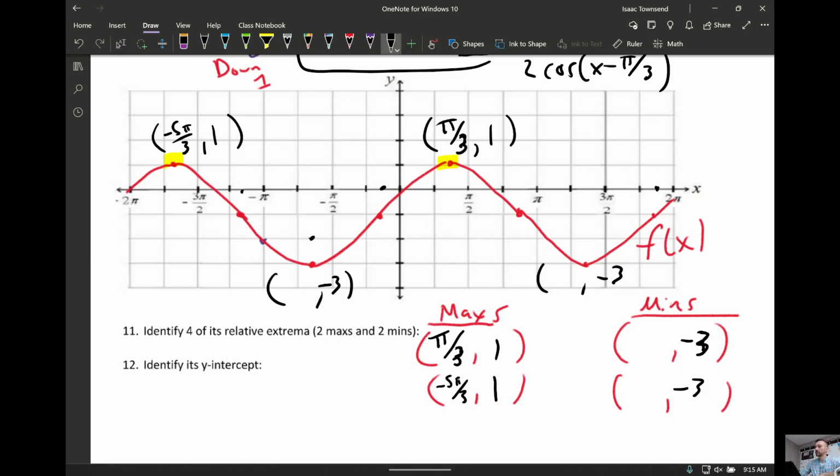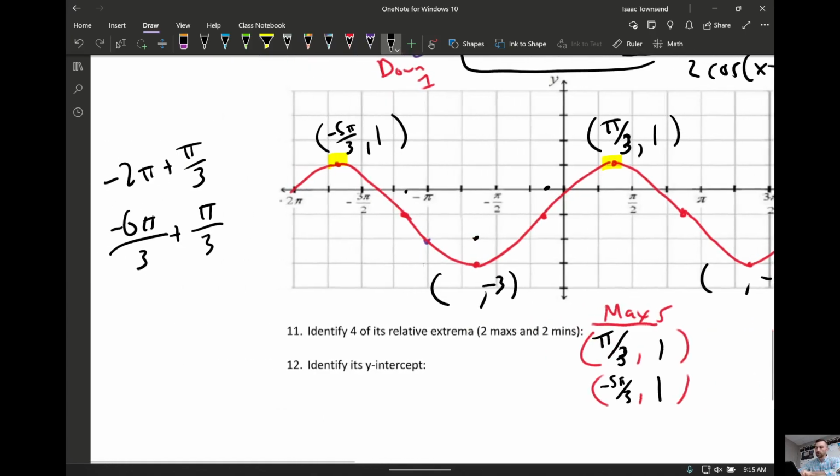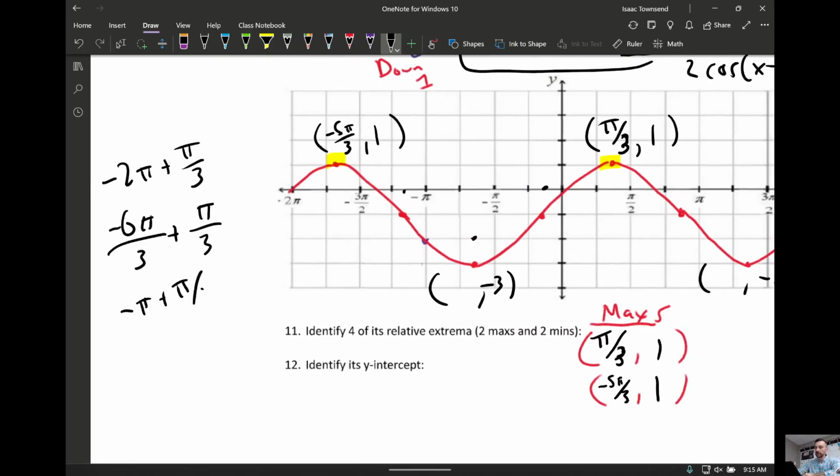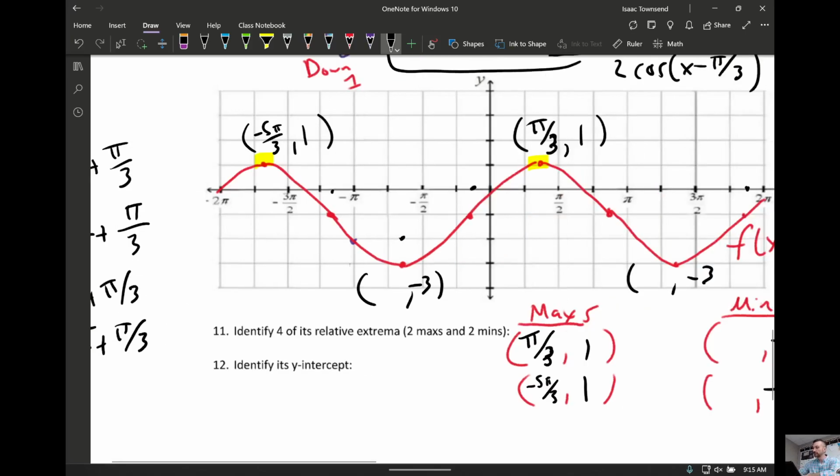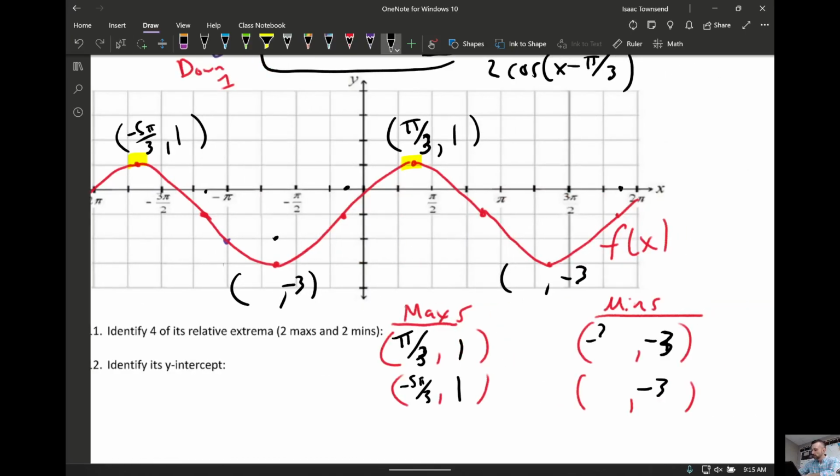Okay. For the minimums, I believe this point was at -pi, and then I went right pi over 3. So -pi, and then it got pi over 3 bigger. Puts it at -2 pi over 3. And over here, I believe this point was at pi, and then I moved it right pi over 3, so that would make it 4 pi over 3.